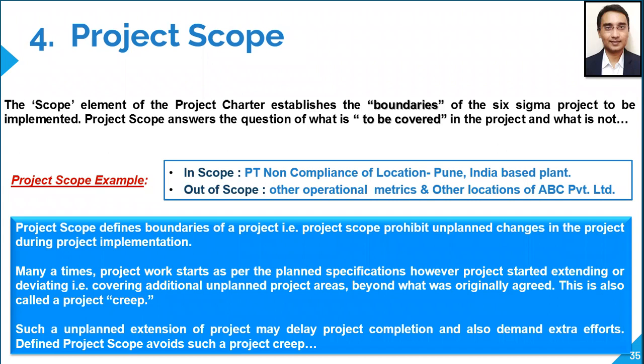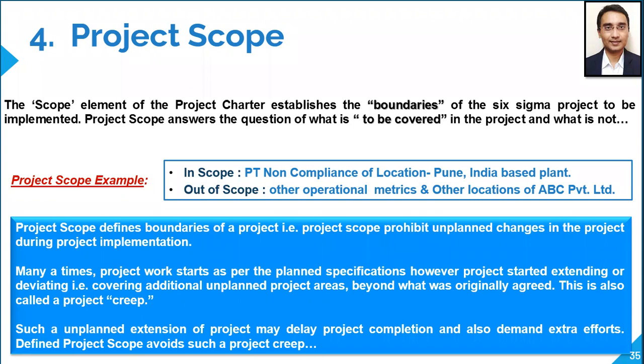In our current example of PT non-compliance, in scope is the metric we are going to work on, which is process time non-compliance reduction. This is the only metric we are going to work around, and that too for the location of Pune, India, not some other plants of ABC Private Limited. So if ABC has say 3 or 4 different plants, the improvement project we are going to deploy will only be for the Pune location and only include the metric called PT non-compliance, processing time non-compliance.